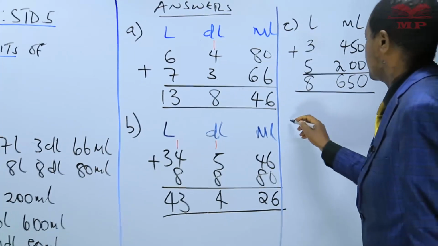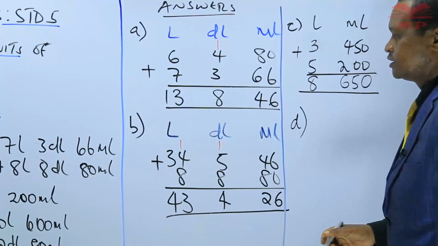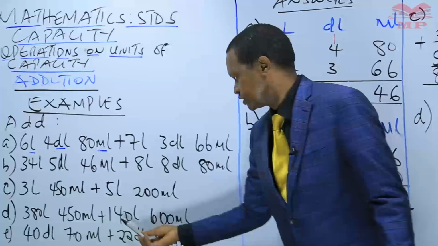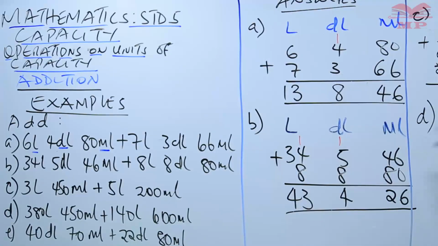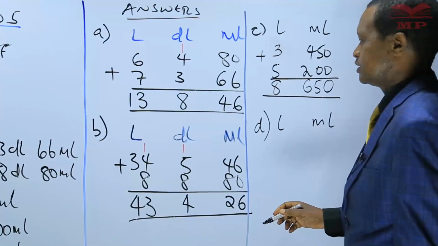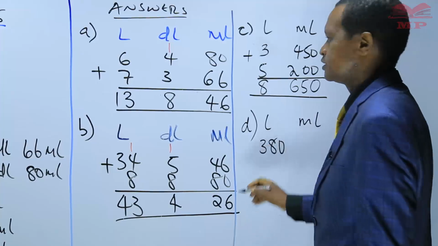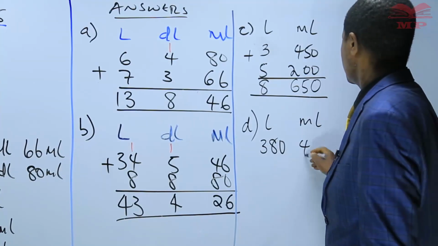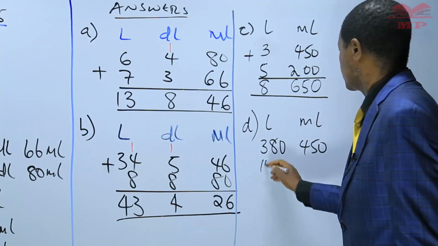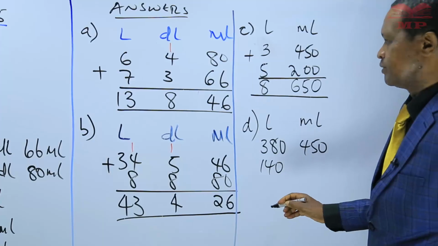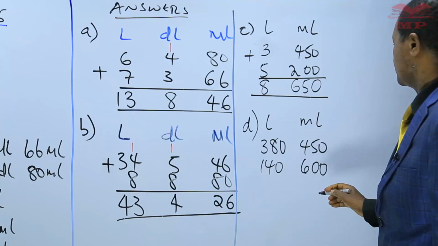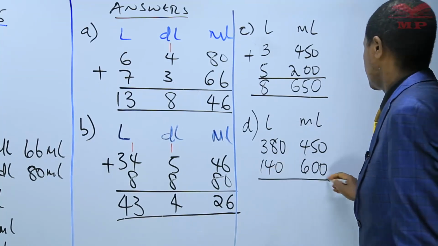So how about D? D, we are adding liters and milliliters to liters and milliliters. How many liters? This is 380 liters, 450 milliliters. We add 140 liters and 600 milliliters. So we add.